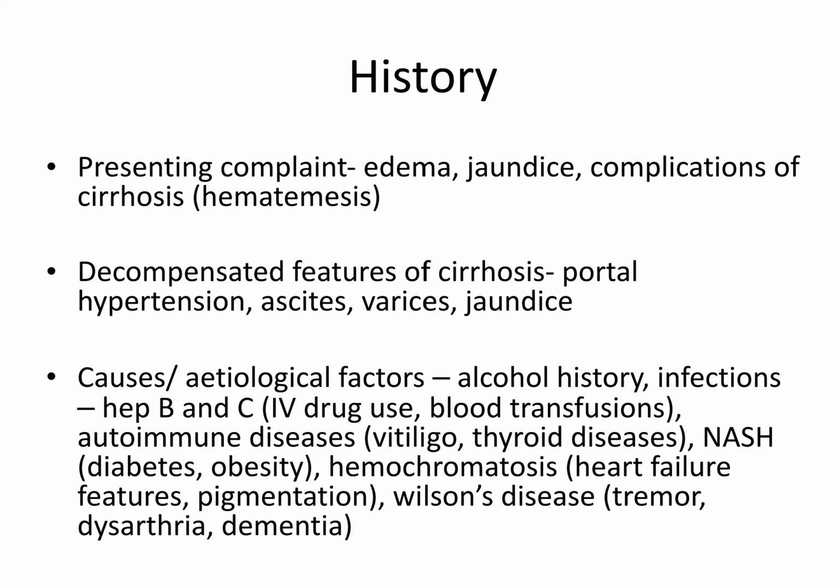We will obviously have to inquire about the decompensated features of cirrhosis as well, such as portal hypertension, ascites, variceal bleeding, and jaundice. In the history, we will also have to ask about the etiological factors, because we have to find out the exact cause of the chronic liver cell disease. We would have to take an alcohol history if it is a male, and ask about infections like hepatitis B and C, which can lead to chronic liver cell disease. We can ask about any IV drug abuse and blood transfusions.